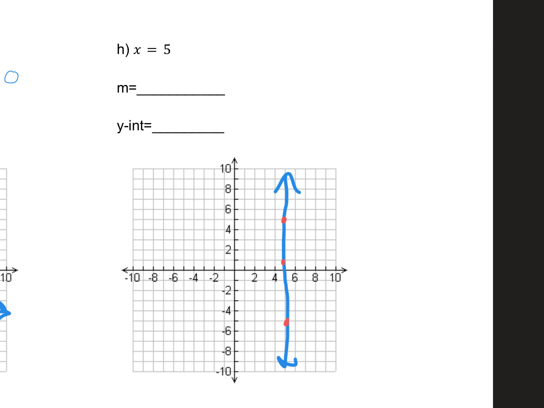So, as far as filling out this information up here, if x is ever equal to a number, our slope for that is undefined. Okay? So there is no slope. And then for our y-intercept, since we're drawing a vertical line, it's actually never going to cross the y-axis because the y-axis is also a vertical line. So for our y-intercept, there is none.